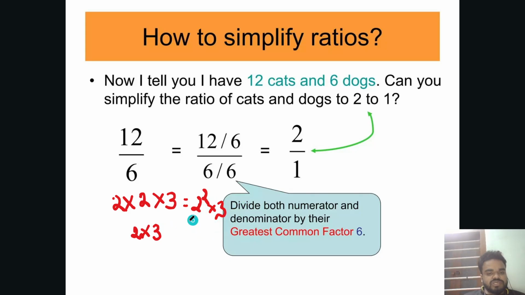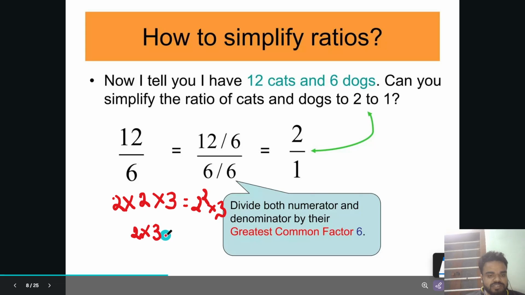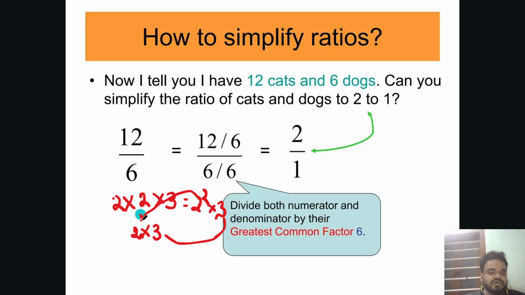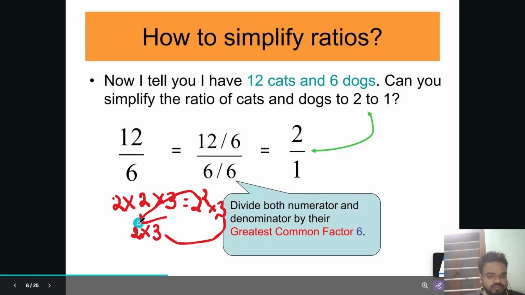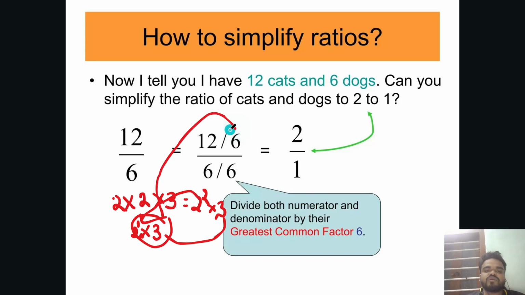So what are the common factors here? 3 and 3 are common, and 2 and 2 are common. What is the lowest power? It's 2 to the power of 1. So 2 into 3 is equal to 6. So 6 is the GCF of 12 and 6.